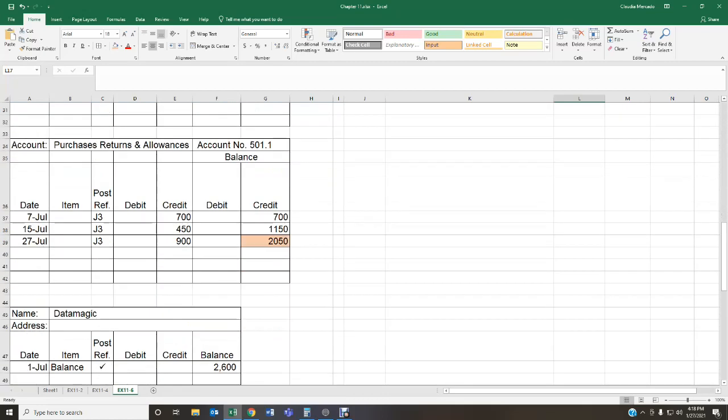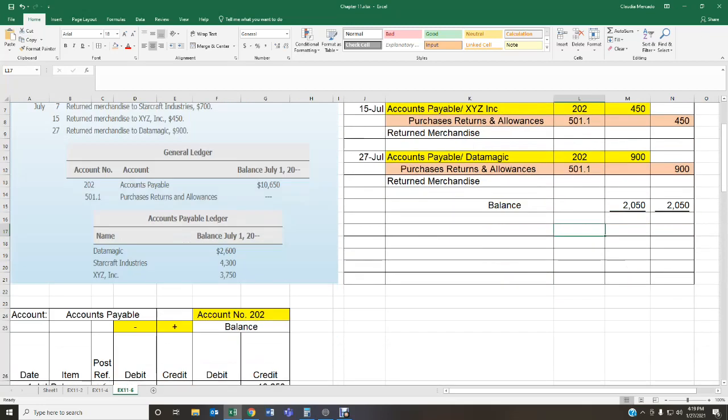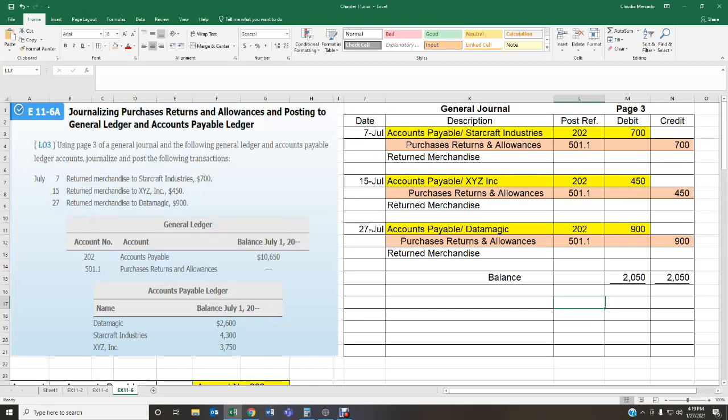Okay. Now, they're also telling you that we have an accounts payable ledger. That accounts payable ledger keeps track of your balances for each customer. That way we know how much we owe each of the customers. So in this case, we owed Data Magic $2,600, StarCraft $4,300, and XYC $3,750. We're going to update these balances with the new transactions that have posted based on the returns.